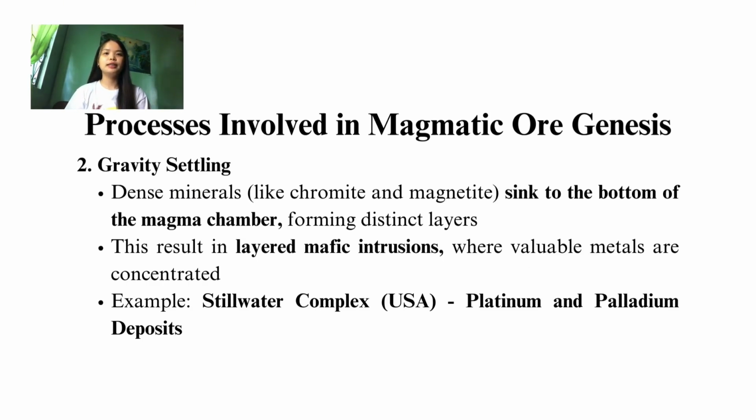Next is gravity settling. It is a process in which heavy minerals separate from a cooling magma due to their higher density. This occurs in magmatic intrusions where minerals crystallize and sink to the bottom of the magma chamber, forming layered mineral deposits. Example is Stillwater complex in USA that has platinum and palladium deposits.